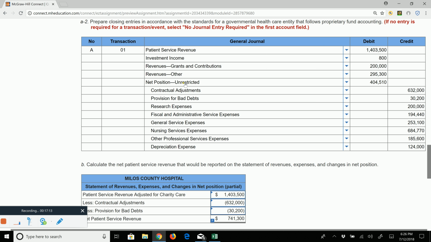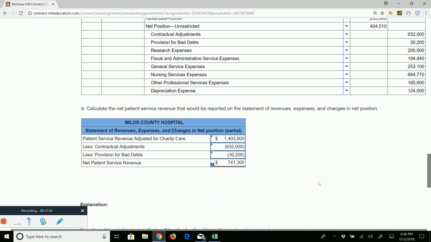Now, if we have any restricted or net investment in capital assets, we would update that at this time. All right, but I didn't read anything about that in this particular problem. And then, of course, your operating statement, we're going to show the gross revenue less the two contra revenue accounts, the contractual adjustments, and your provision for bad debts.